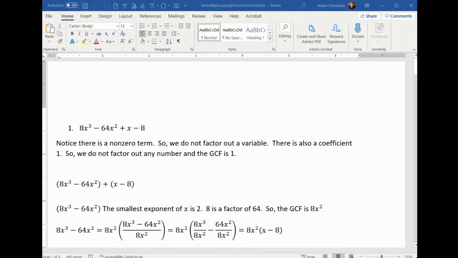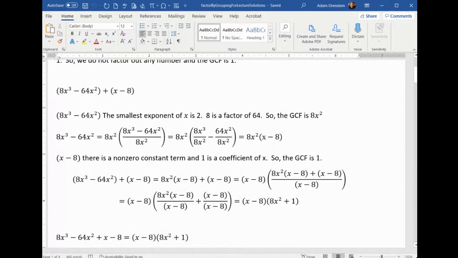Okay. So after that, we form the two groups, as you can see, right? We put the first two terms in parentheses, and the third and fourth terms also in parentheses. Notice also we have addition between the two groups. It's always good to have addition there, and we have that already. So again, for the first group, we want to find its GCF. So we have 8x cubed minus 64x squared.